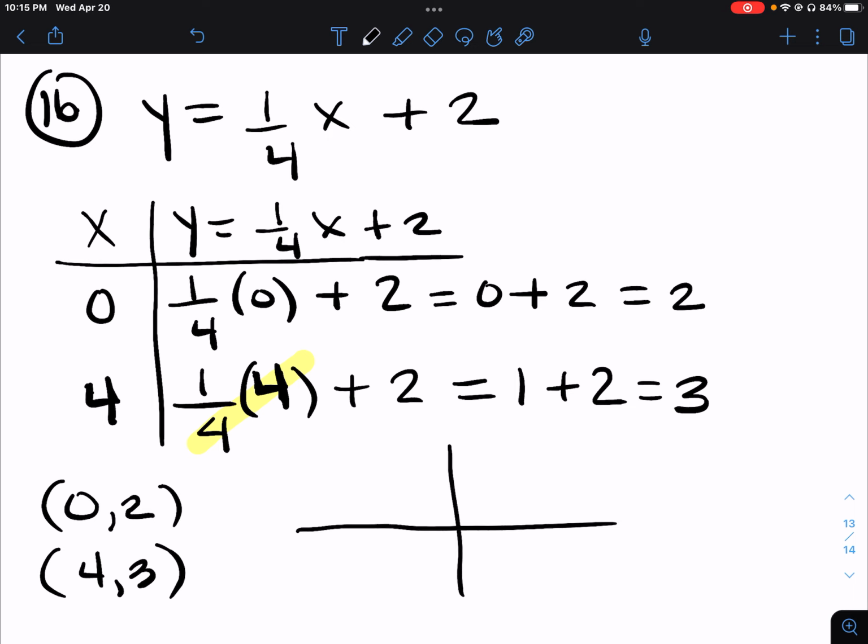0, 2 means over 0, up 2. 4, 3 means right 4, up 3. And that's your graph.